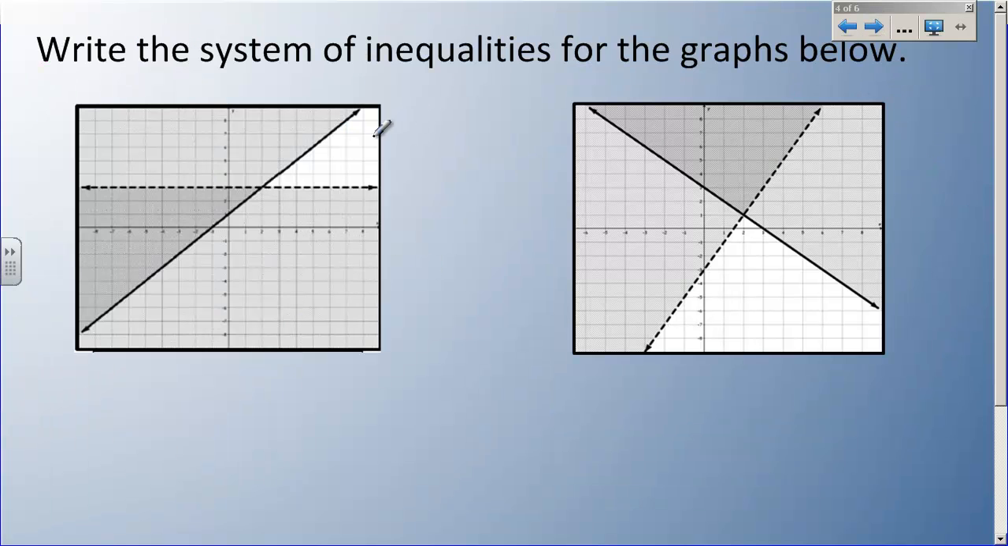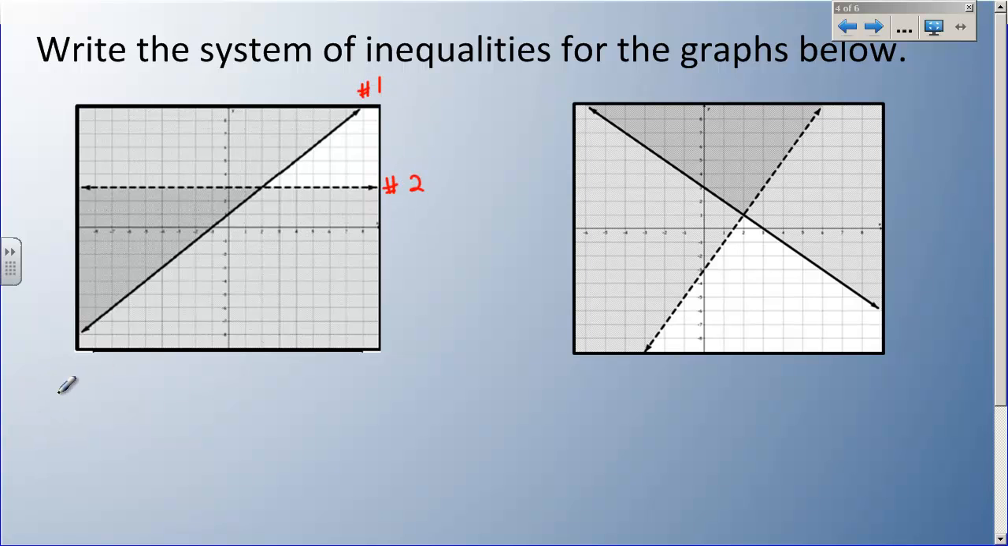So, now you have two inequalities. We're going to write the system. So, we're going to write the inequalities that go with these pictures. So, on this one right here, I'm going to call this line number 1, and I'm going to call this line number 2.